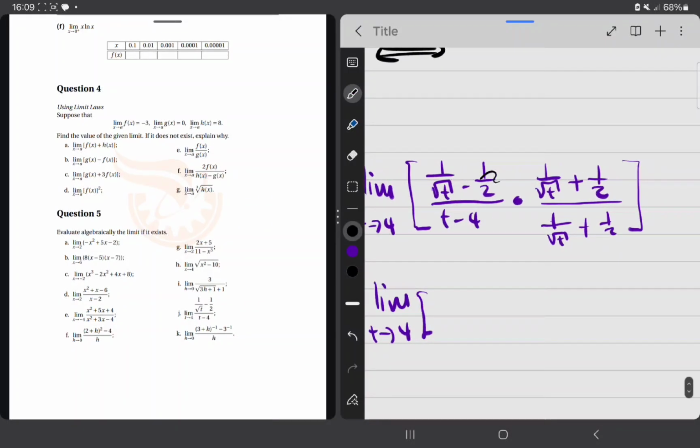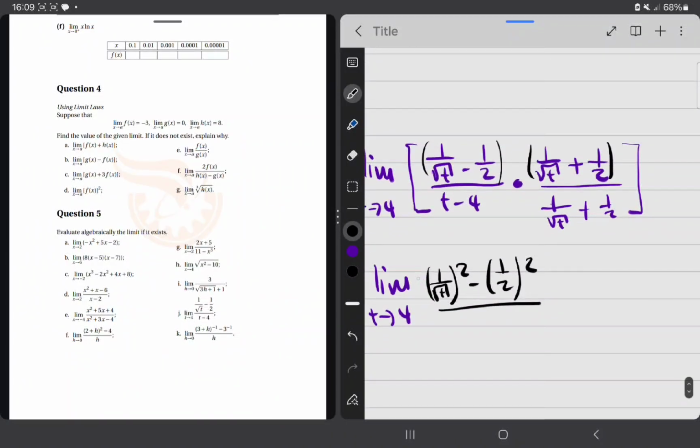And this is going to be equal to the limit as t goes to 4 of, what are we going to have now? When we have two conjugates multiplying, just square the first term, put a minus, and square the last term. So I'm going to square this. It'll be 1 over root t, all squared, minus a half all squared. Then in the bottom, we have t minus 4 multiplying 1 over root t plus a half.